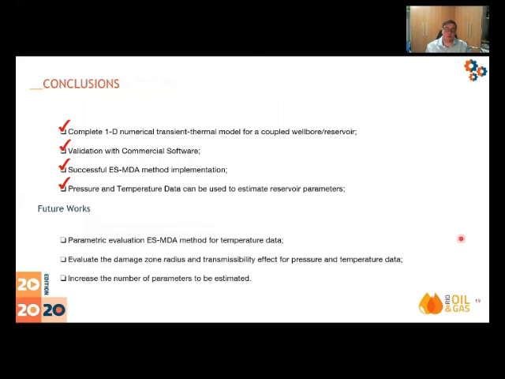As a conclusion, we have the implementation and validation of the 1D numerical model considering an isothermal flow, the successful implementation of the SMDA method, and the parameter estimation using the pressure and temperature data. As future work, we are doing a parametric analysis of the SMDA method, and in order to increase the number of parameters, we are evaluating the investigation radius of the pressure and temperature data.